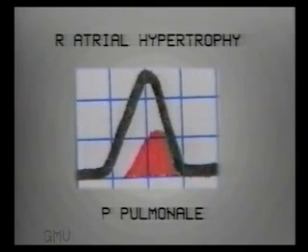In right atrial hypertrophy, the initial component is prominent. So the P wave is tall and peaked in lead 2, which is taller than 2.5 small squares. Since this is common with pulmonary hypertension, it is termed P pulmonale.